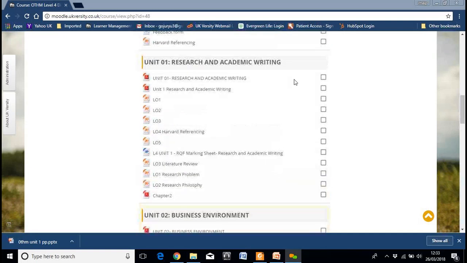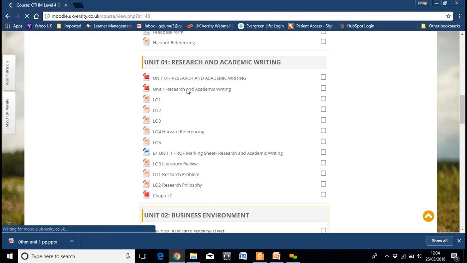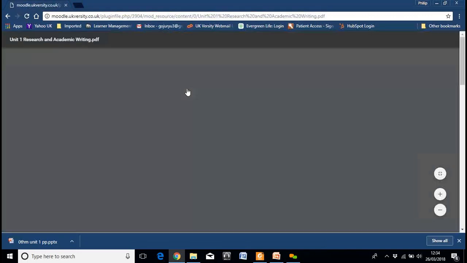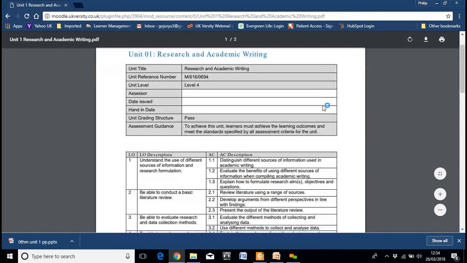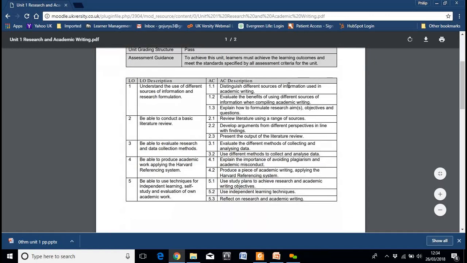We're looking at Unit 1, which is all about research and academic writing. There are a number of areas about this that we need to clarify before you go on to further questions where you'll be asked to do some research and write in an academic fashion. So I'm going to look at Unit 1, and we're going to look at learning objective 1 first.